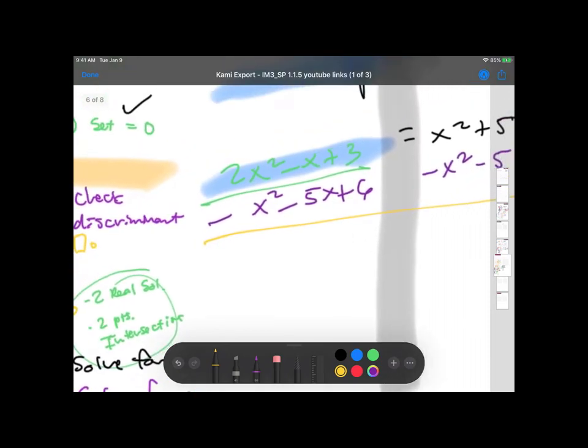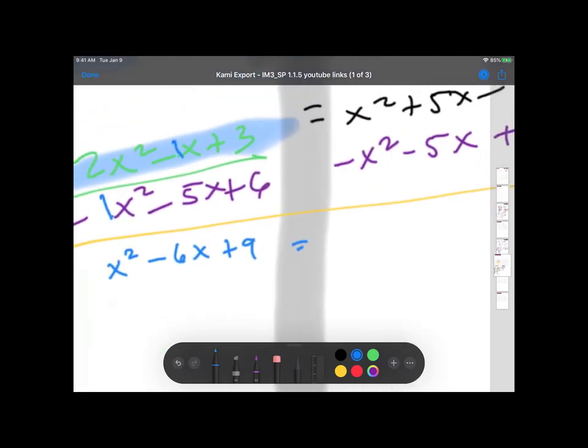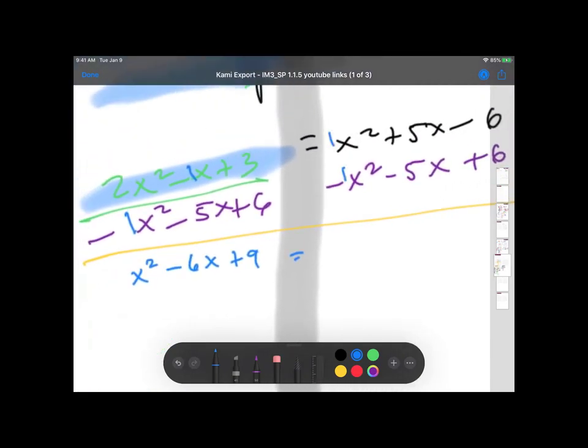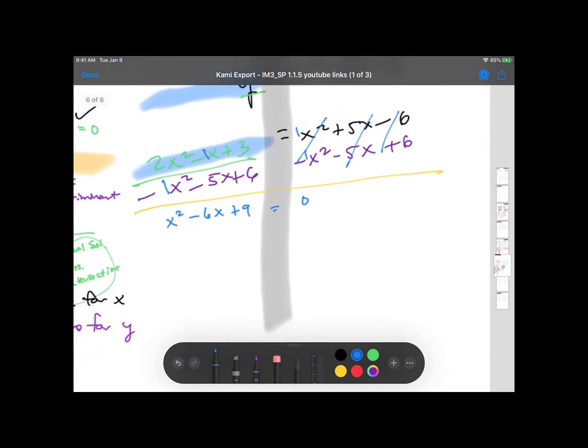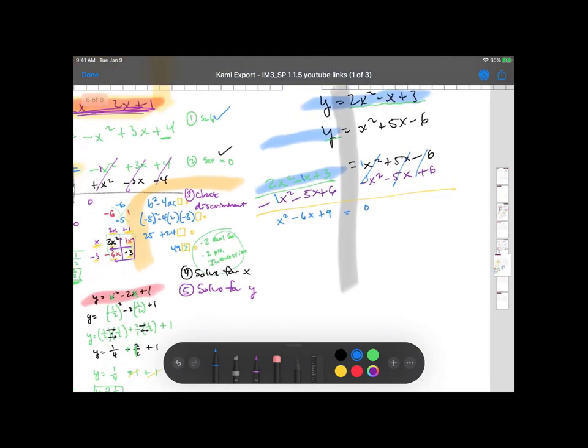Okay, let's go ahead and simplify now. 2 minus 1 gives us a positive x squared. That's the reason why I went this direction. Negative 1 minus 5 is negative 6x, and 3 plus 6 gives us 9. Over here, remember this is 1 minus 1, which is 0, x squared. 5 minus 5 is also 0, and negative 6 plus 6 is also 0. That's what we wanted here. Okay, now here, you might want to check number 3 here.